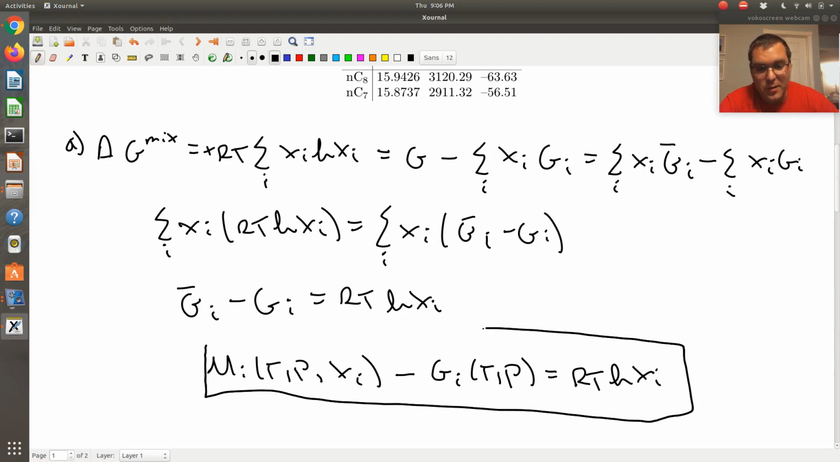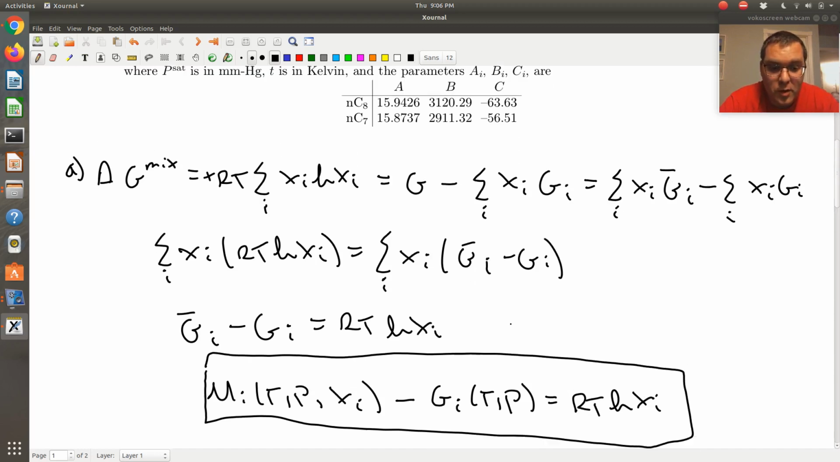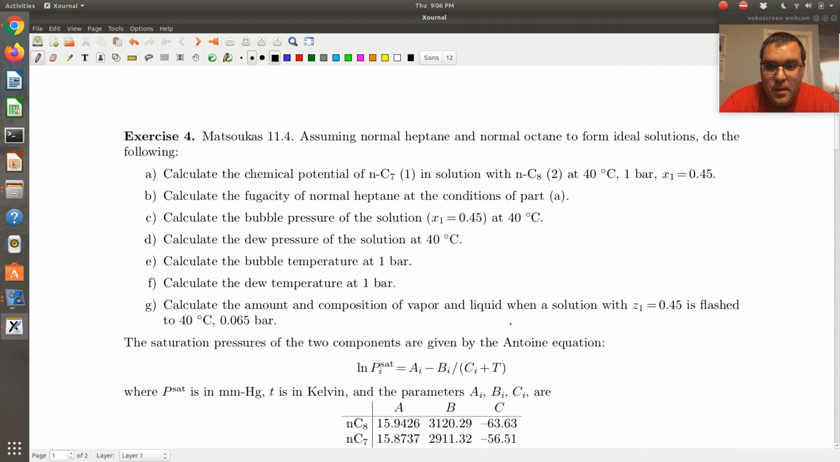So you calculate the chemical potential of C7 in solution relative to the molar Gibbs free energy of pure component i at the same temperature and pressure, and that's just equal to RT log xi, where you're given x1, so you have that term. Okay, B, calculate the fugacity of normal heptane at the conditions of part A.